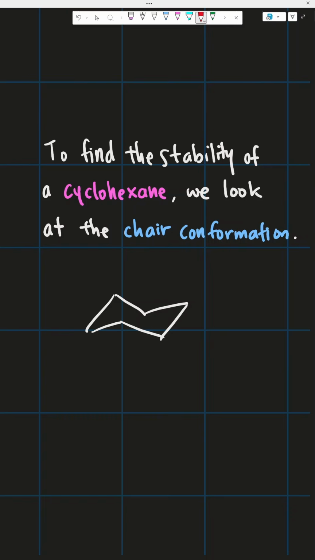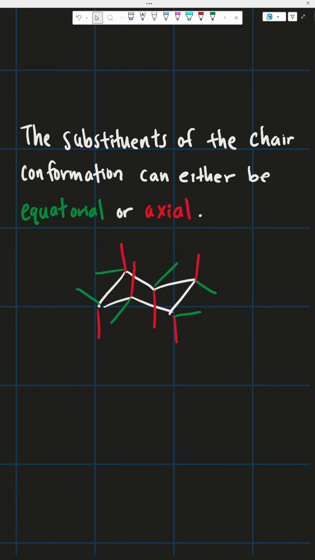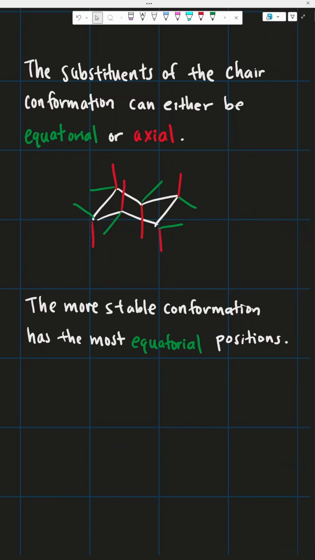The chair conformation is the most stable conformation of cyclohexane because it minimizes torsional and angle strain and maximizes hyperconjugation. The substituents of the chair can either be equatorial, pointing outwards, or axial, pointing up or down. The green substituents represent equatorial positions on each carbon, and the red substituents represent axial positions on each carbon. The most stable conformation usually prefers the most equatorial substituents because it avoids steric crowding.